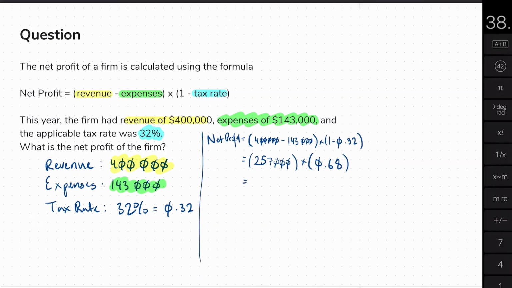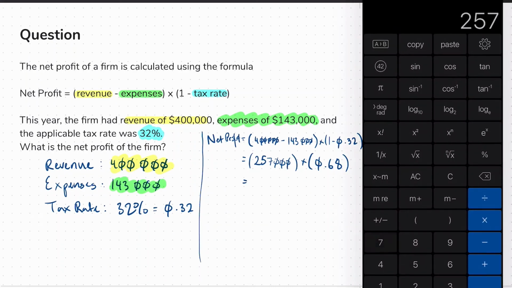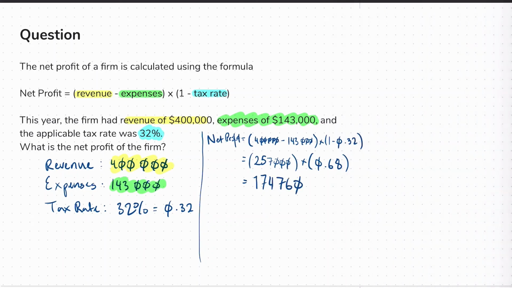All right, pull the calculator out. Gives me 174,760. But anytime we're talking about revenue or profit, we want to give it in context. So the net profit is $174,760.